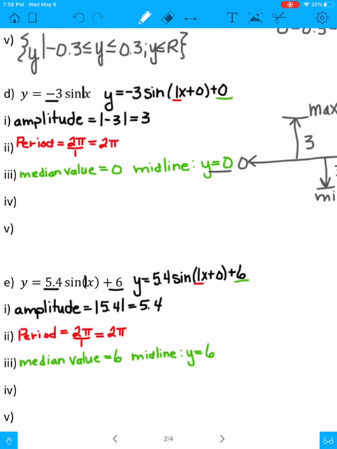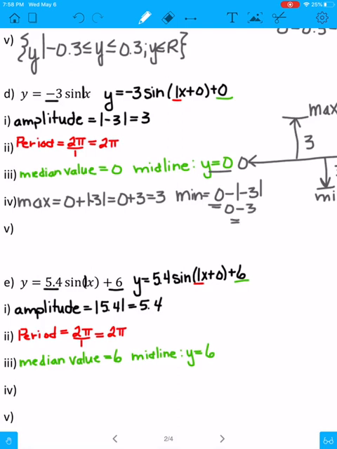Or we can use the formula. Max equals D plus the absolute value of -3, which is 0 plus 3, which is 3. Or we can do the min, which is D minus the absolute value of -3, which is 0 minus 3, which is -3. So we're going to get y such that negative 3 is less than or equal to y, less than or equal to 3, y, e, r.